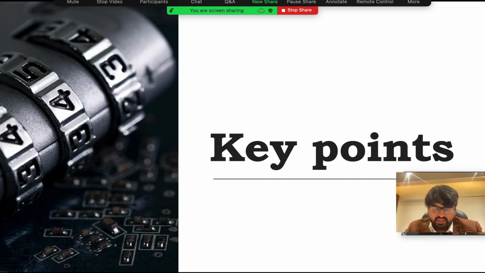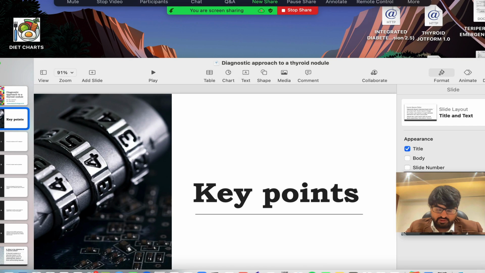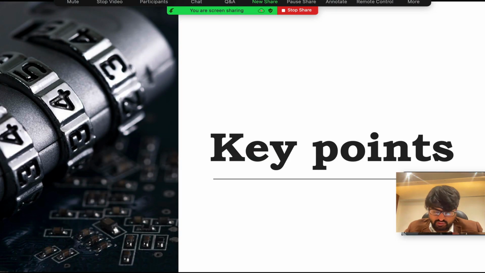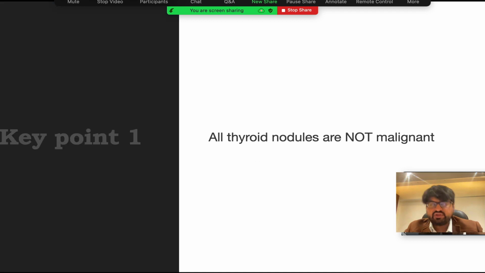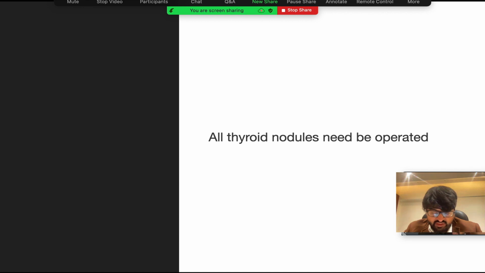Okay, so first let me start with some very key points which we should all understand before we get to the topic of thyroid nodule. First and foremost, we need to understand that all thyroid nodules are not malignant. This is something which our patients need to understand, and also a lot of doctors need to understand, because a lot of the time a lot of panic is created, as they say, much ado about nothing. Most of the time you have a benign nodule and you're just worried sick about something which is not very important at all.